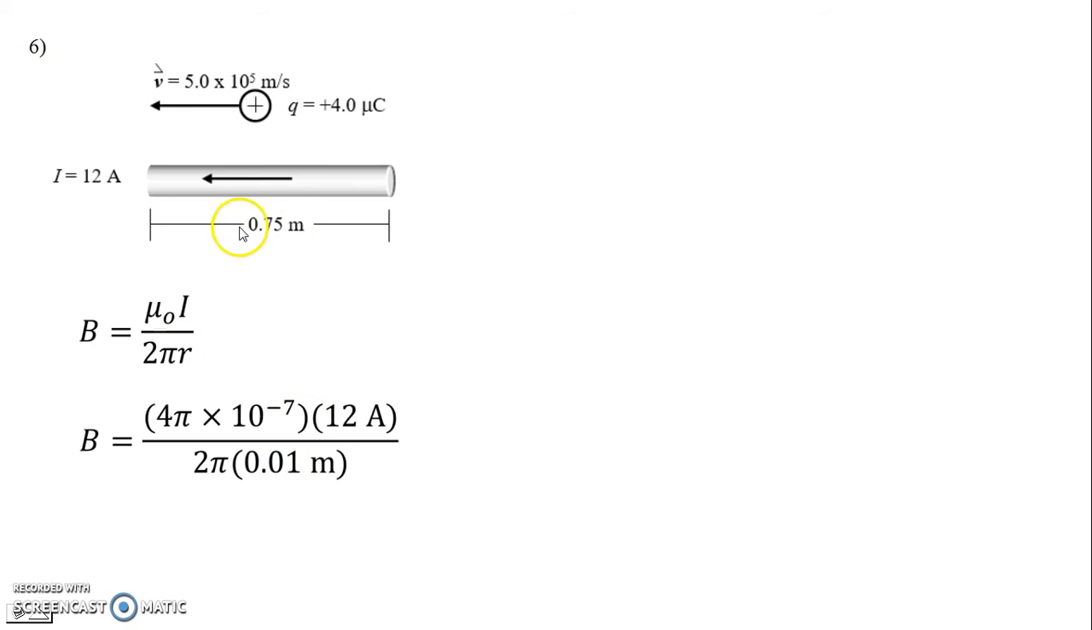The r is the distance from the center of the wire to the location where we're looking, and that's this location here. The 0.75 meters, while it is a distance, is not what goes in there. So make sure you're putting the right numbers in the right places. Put the numbers in, we should be getting 2.4 times 10 to the negative 4 Tesla. Again, a relatively small magnetic field.